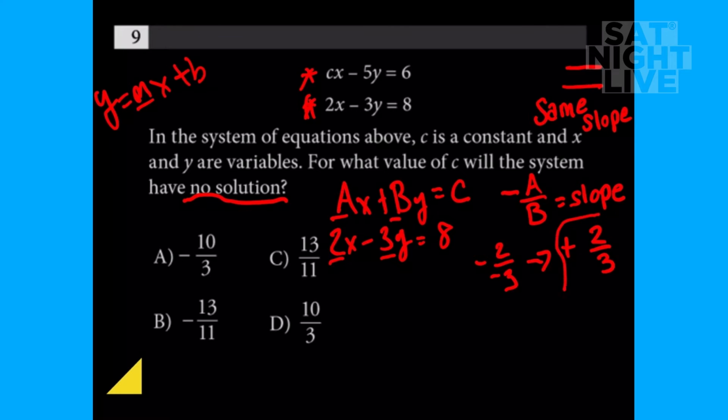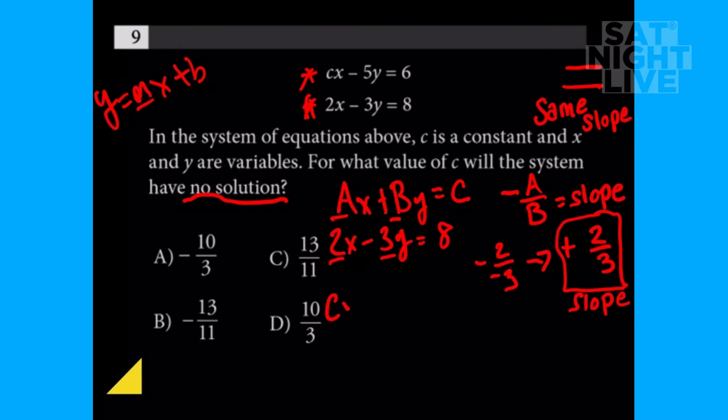All right, so this is our slope. Okay, and if we look at our answer choices, none of them say 2 over 3, so we're not quite done yet. I've got the slope of that second line. I want the slope of the first line to be the same as the slope of the second line because that shows that they're parallel, and that means there's no solution, so that would give us the answer to this question. All right, so cx minus 5y equals 6.